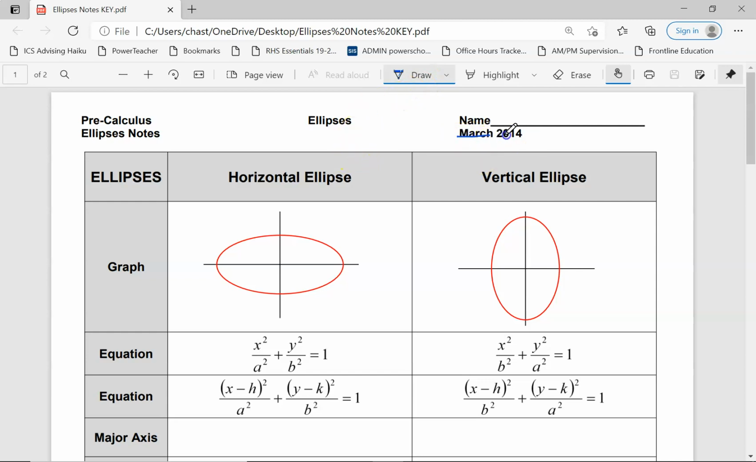So clearly it's not March 2014. I am shamelessly borrowing this from a web resource that I found.